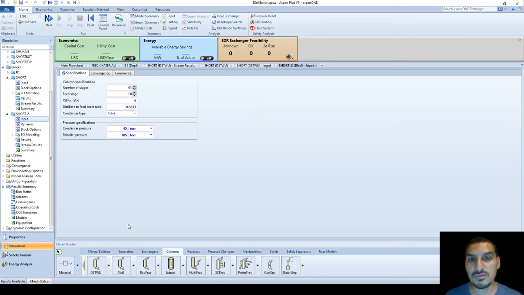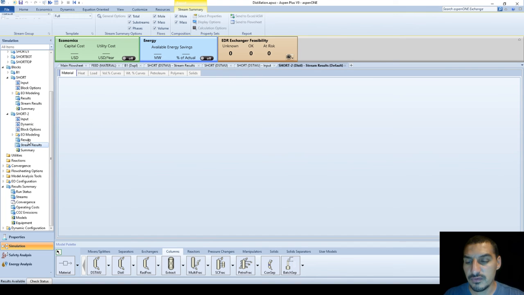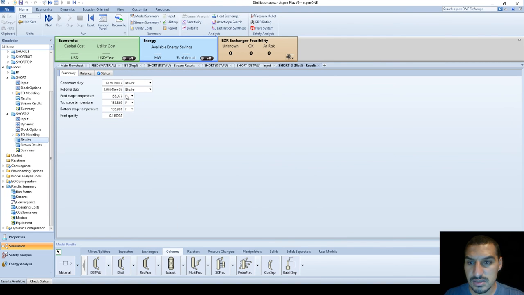It's not going to be a big difference, but there should be a difference between the two methods because they are doing the calculations in two different ways. So keep this in mind, so you don't feel that there's something wrong. This is totally normal. If I go to the results here, I can see the duties for the condenser and the boiler, the feed stage temperature, the bottom stage temperature, and the feed quality.